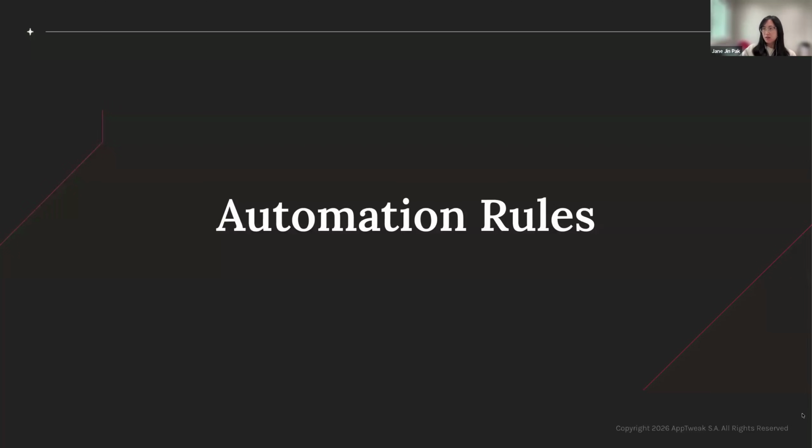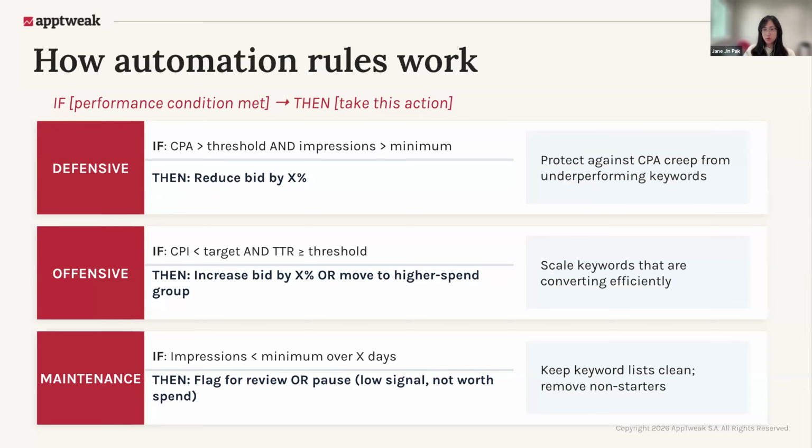Cool. All right. Next is automation rules. I wish I could have asked a poll for this one, but maybe we can connect after the webinar. I'm very curious about how you maintain or improve your CPA efficiency as the keyword lists and the spend grow, because manual bid adjustments can become quite tedious. This is a high-level look at how automation rules work.